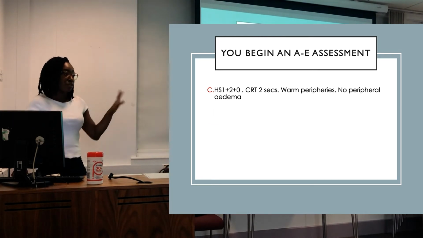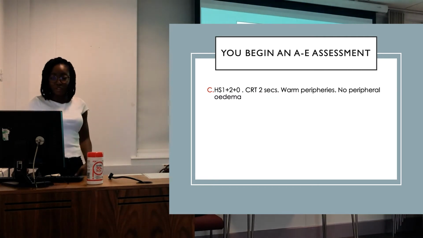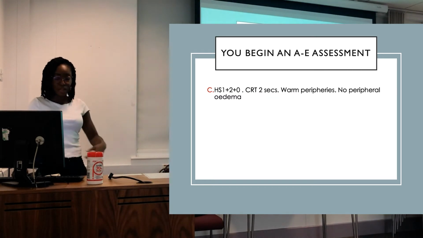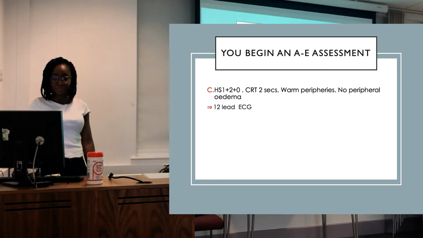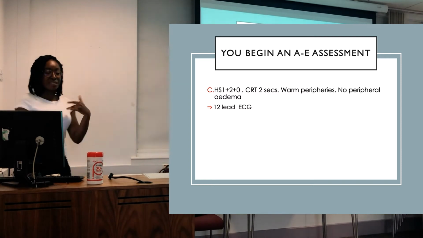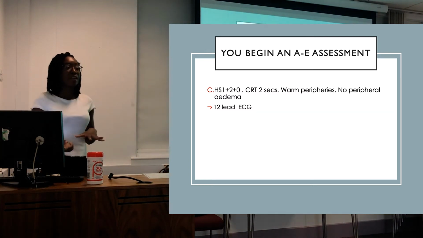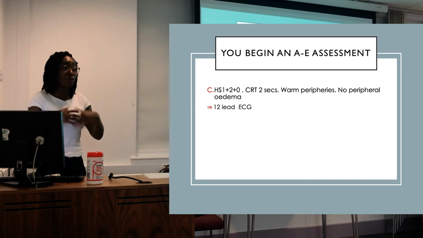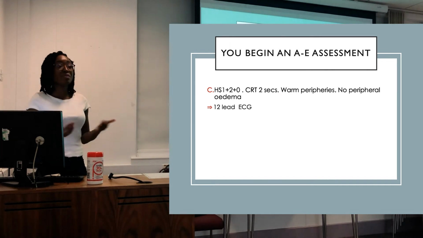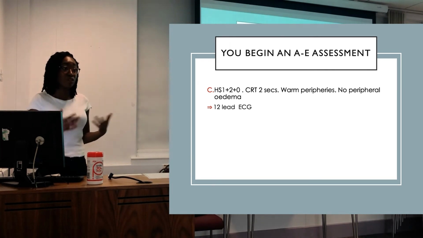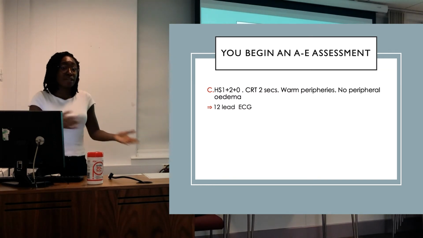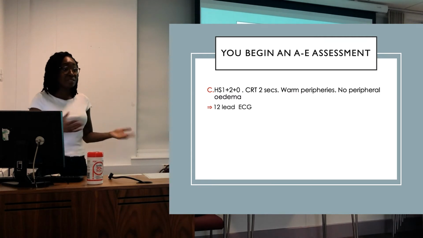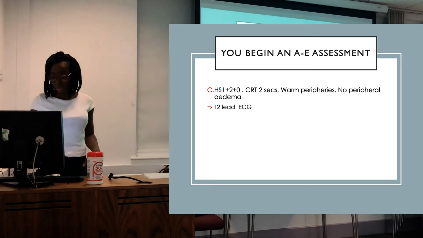So once you've begun giving the treatment for B, you're going to move on to C. His heart sounds are normal, capillary refill is normal, he's got warm peripheries, no peripheral edema. So you'd want to do a 12-lead ECG. The reason being, even though he doesn't seem like he has a C problem, he's got wheeze, he's got a breathing problem, that could also be secondary to something going on with his heart. So you want to do a 12-lead ECG and make sure that that's not the reason why he's suddenly deteriorated. There could still be something else going on. Pathologies can coexist, it's not always just one pathology.